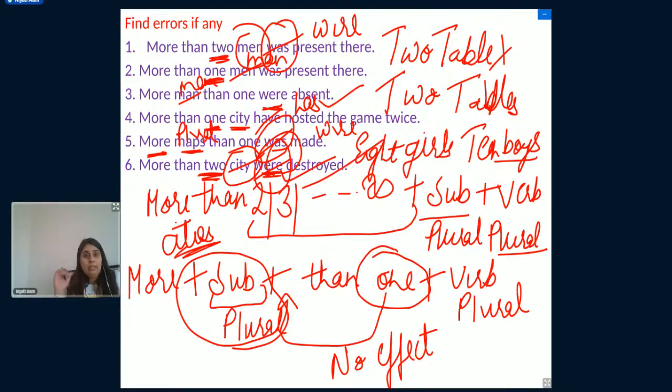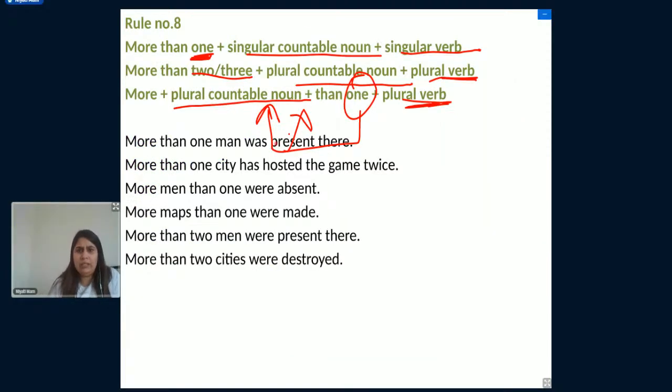More, so all this is clear to you. We have read the case of more here, right? Let us move forward. Okay, so the correct sentences are given here. You can match them.